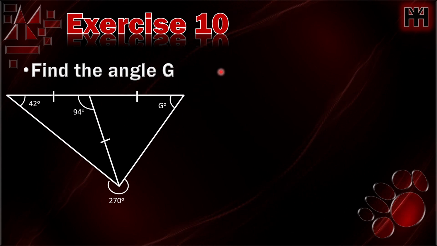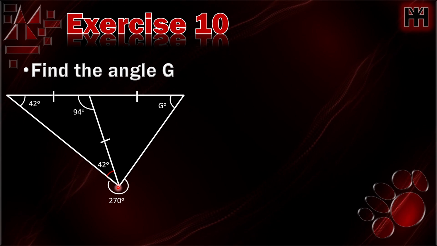Okay, and the last exercise, exercise 10, they want us to find the angle G. We have 94 degrees and 42 degrees. This is an isosceles triangle. You see this mark? So 42 must be the angle here without even calculating it, but we can calculate it and it will be 42 also.